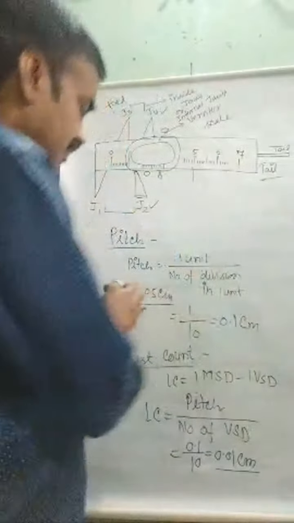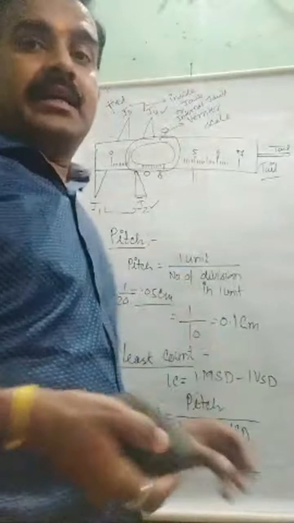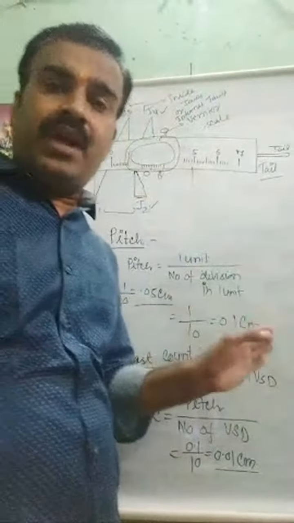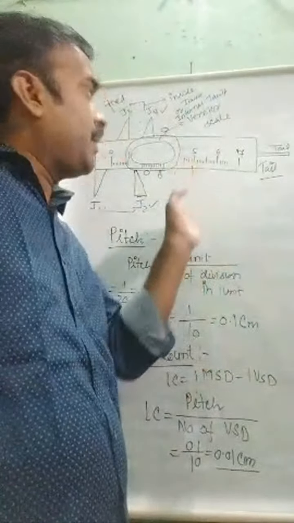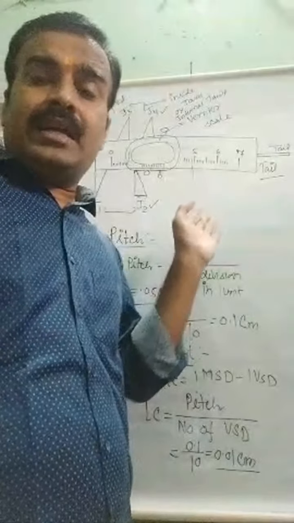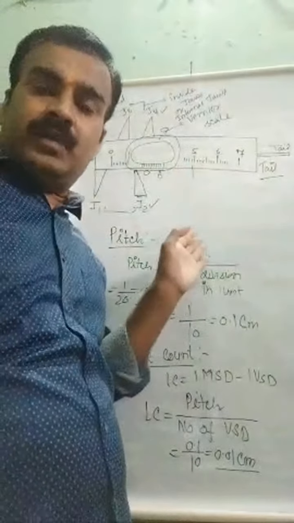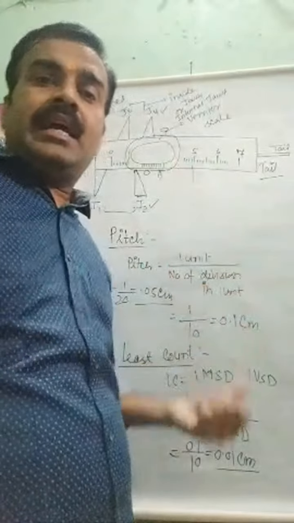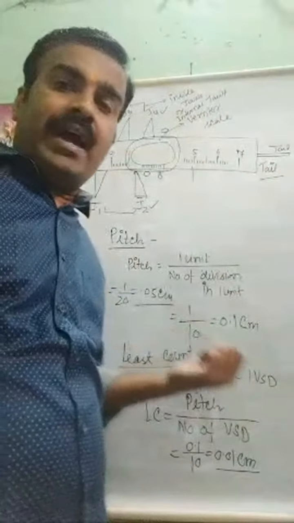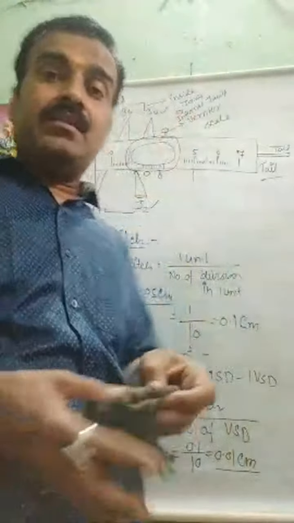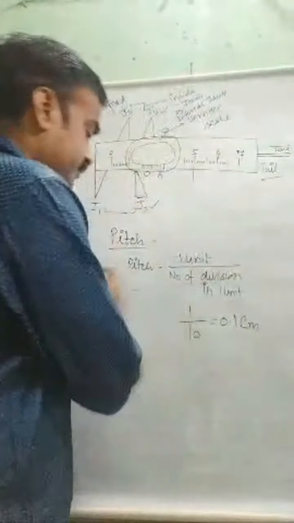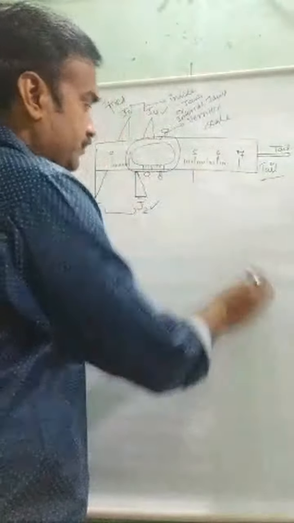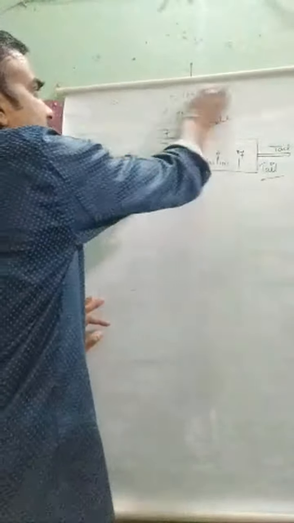Now come to the next one. Till here you have found what the major parts of the Vernier calipers are, what the function of each and every part is, and how we can find the pitch and least count of the given Vernier calipers. Now come to the next one: how we can take the zero error.